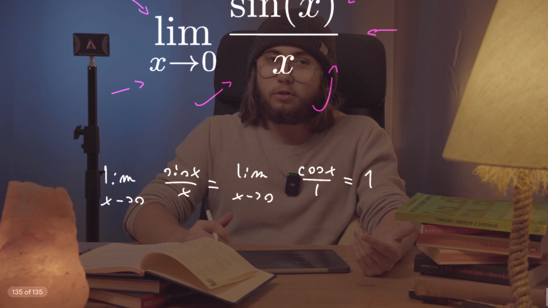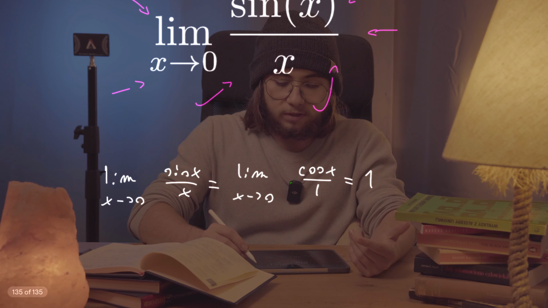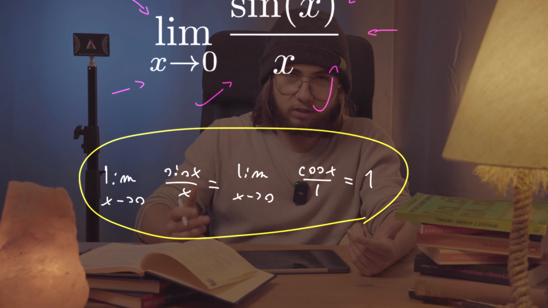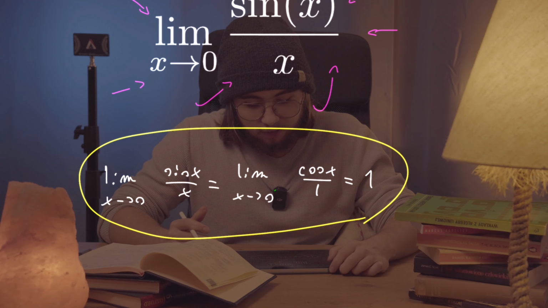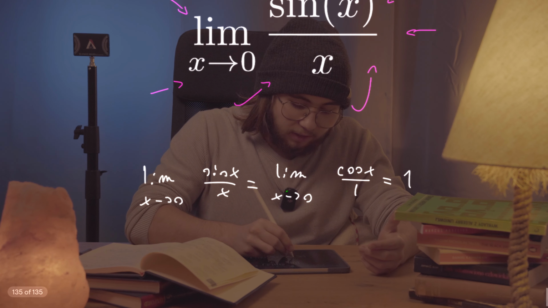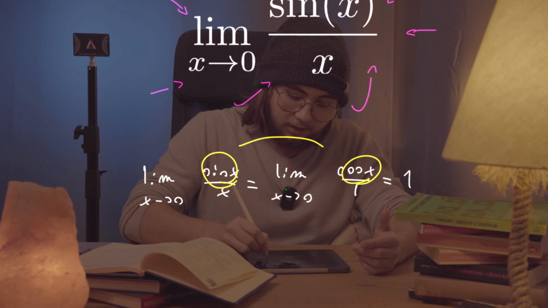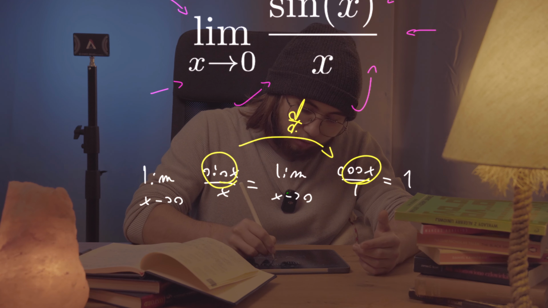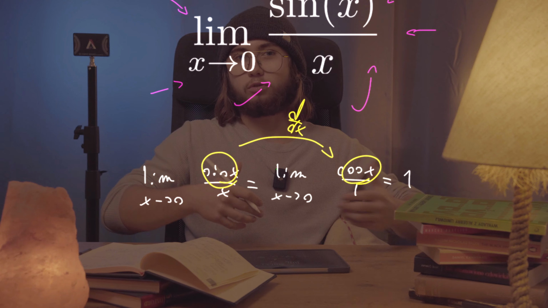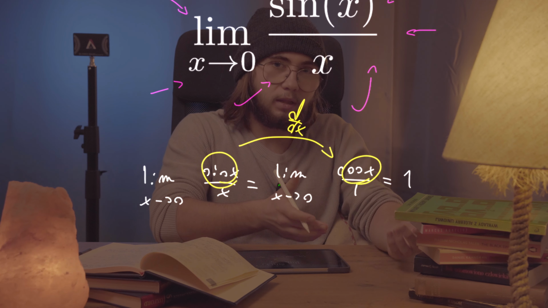Well, we don't want to do that because this is actually committing so-called circular reasoning. Let me explain that. We are using the fact that the derivative of the sine of x is the cosine of x, using L'Hopital's rule to solve this particular limit.